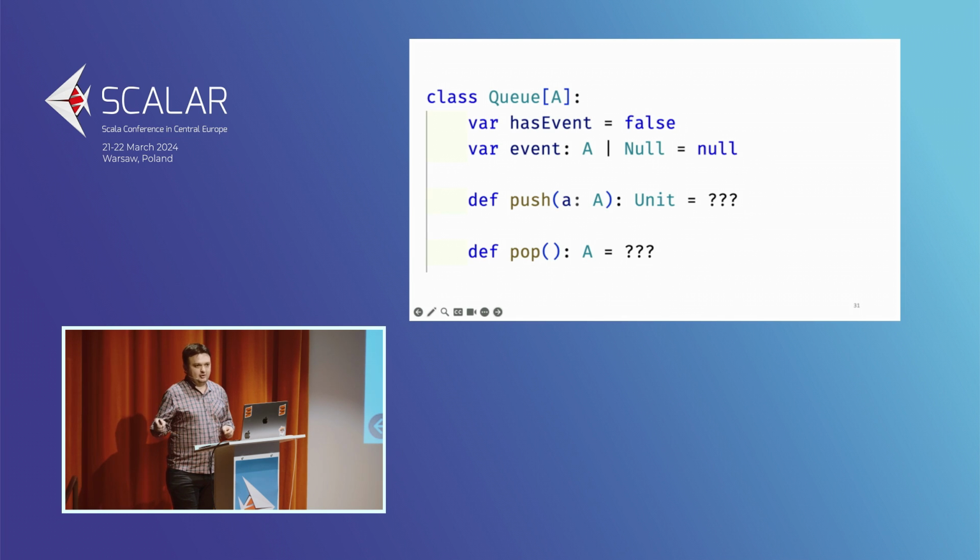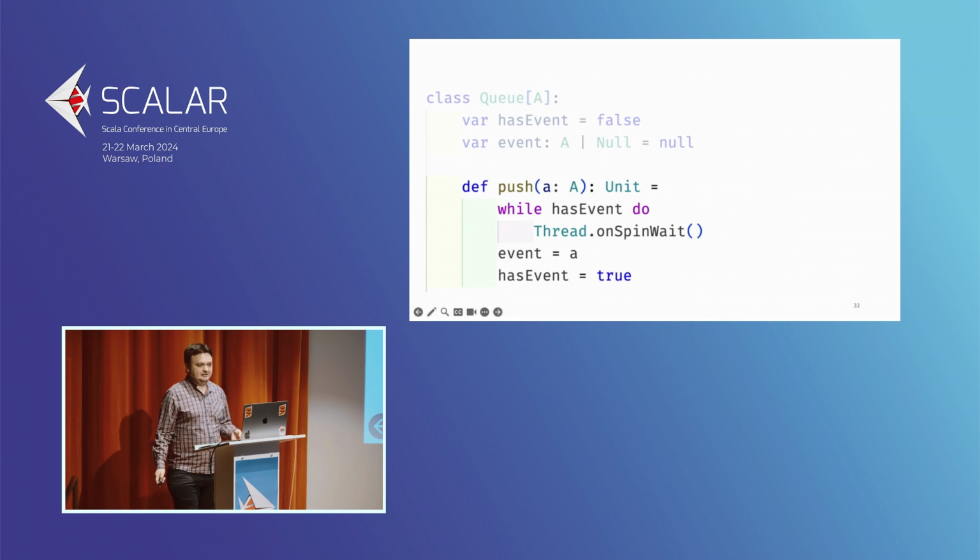The producer blocks until the queue is empty. The consumer blocks until the queue is full. We are using two vars. We could have used just one var with an option in it, but that Boolean there makes things more clear, right? So that Boolean, hasEvent, is used to signal the availability of the event.